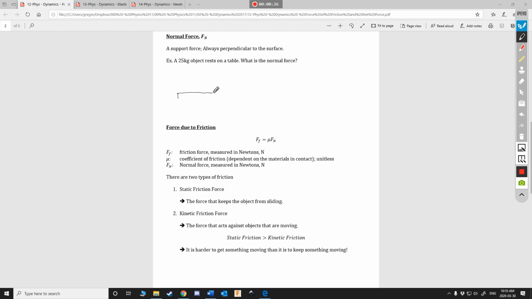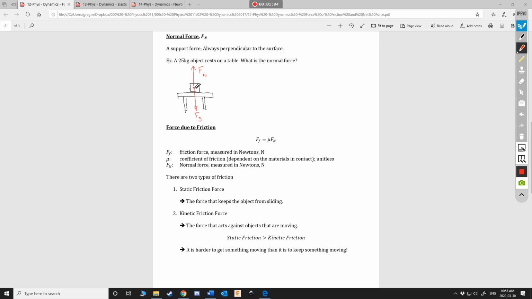So if we have a table, here's my table. We have an object, and that object is 25 kilograms. We know that there's the force of gravity going downwards. However, if this object is not moving, and you're probably using a computer right now, the computer's not falling downwards, right? But there's a force of gravity. There must be something balancing that force of gravity, and that is our normal force. The table is preventing that object from falling through the table, and it must be equal and opposite. So we call this the normal force.